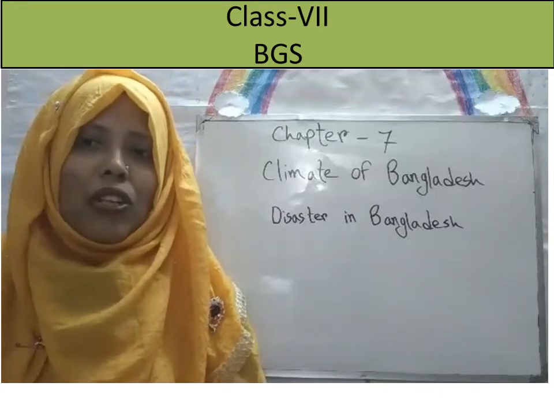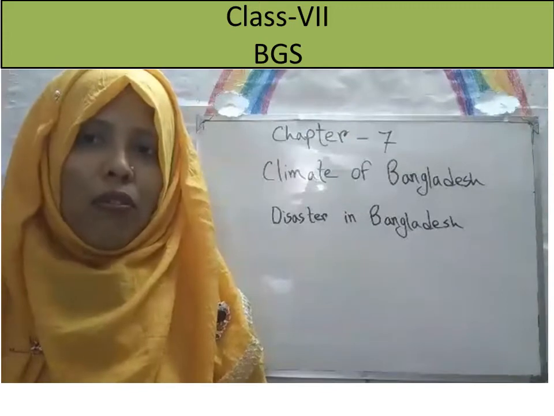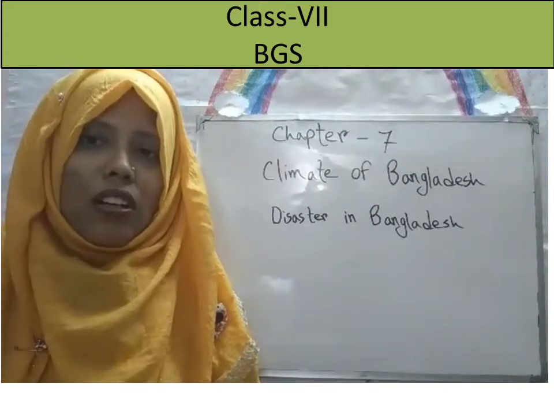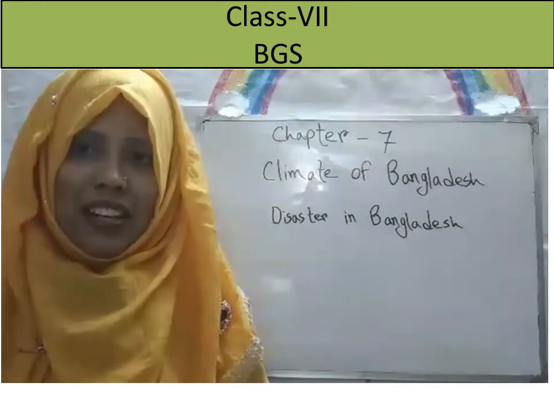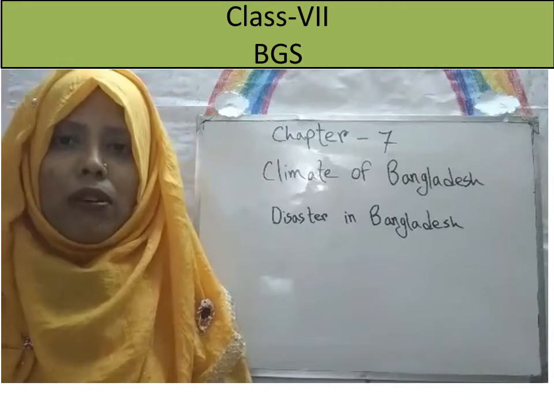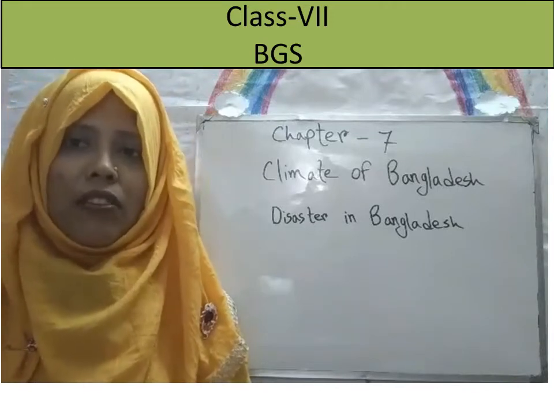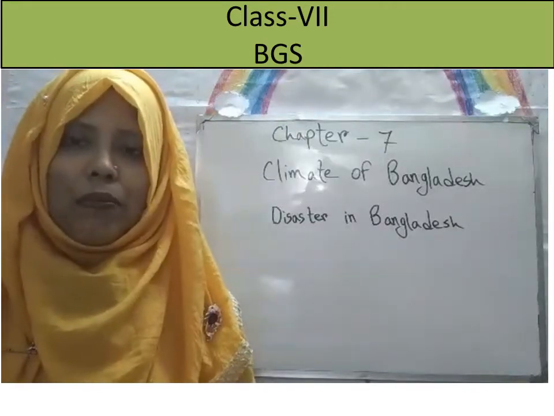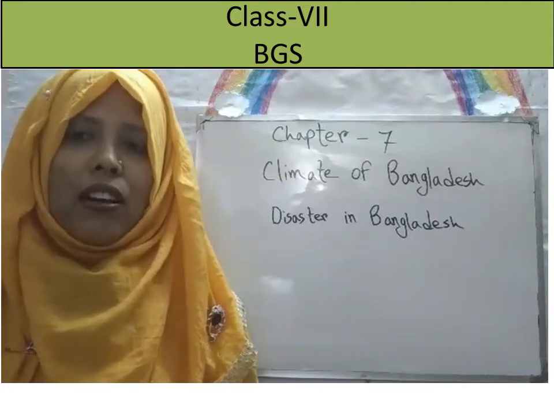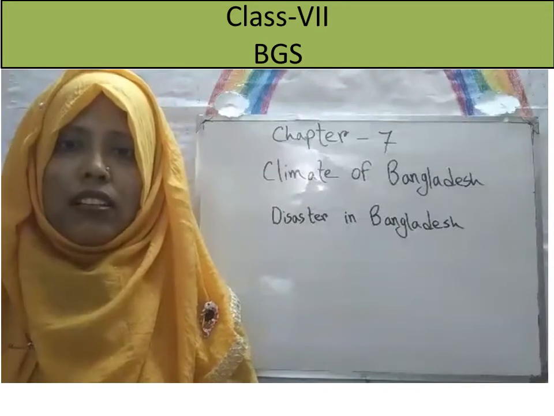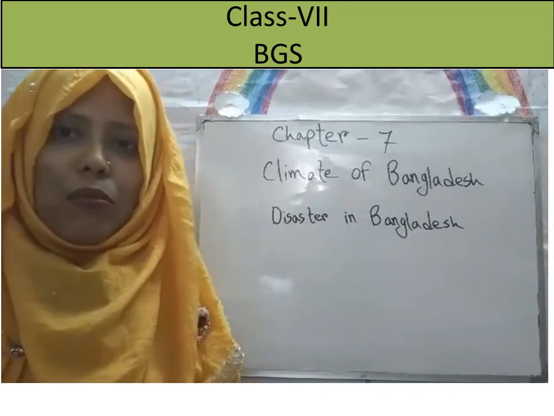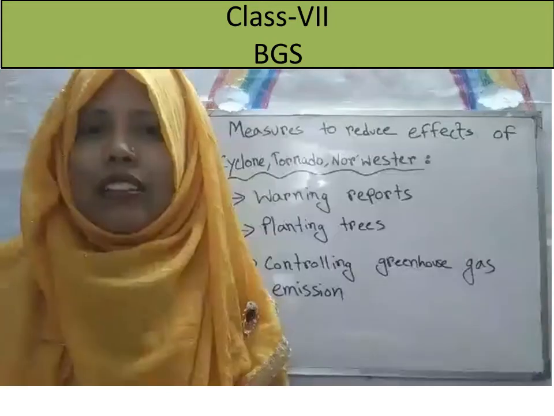Can you tell me, tornado occurs because of what? Tornado occurs because of low pressure in air. In previous classes, we learned about the causes and effects of this type of disaster. But today, we will learn about the measures or steps to reduce the damages of these disasters. Let's move to today's topic.